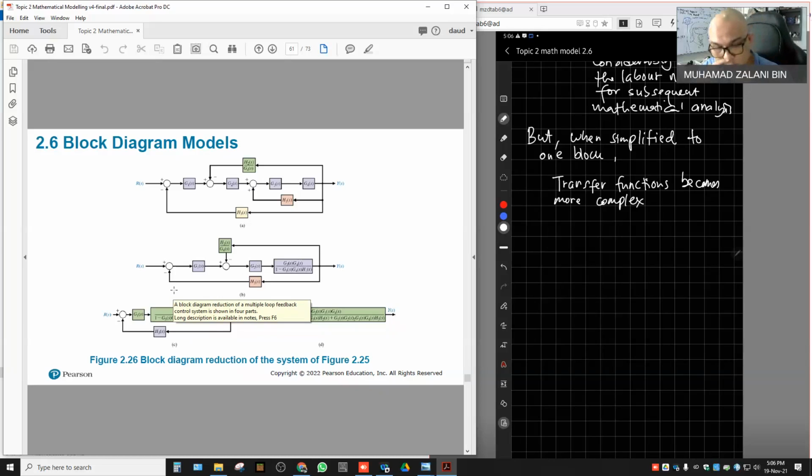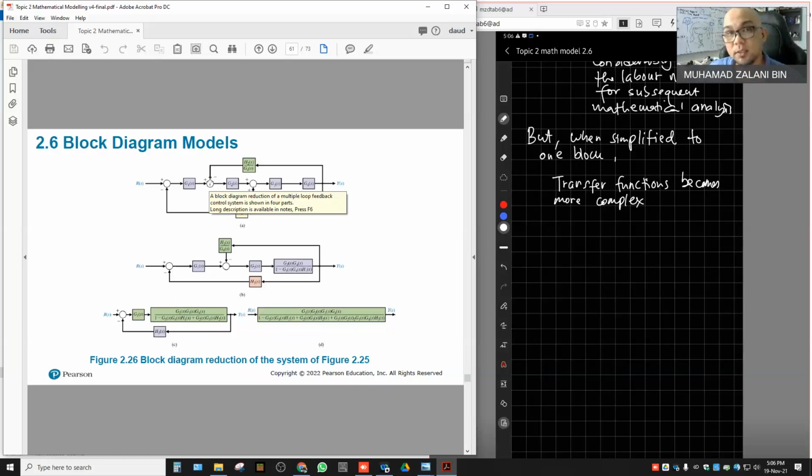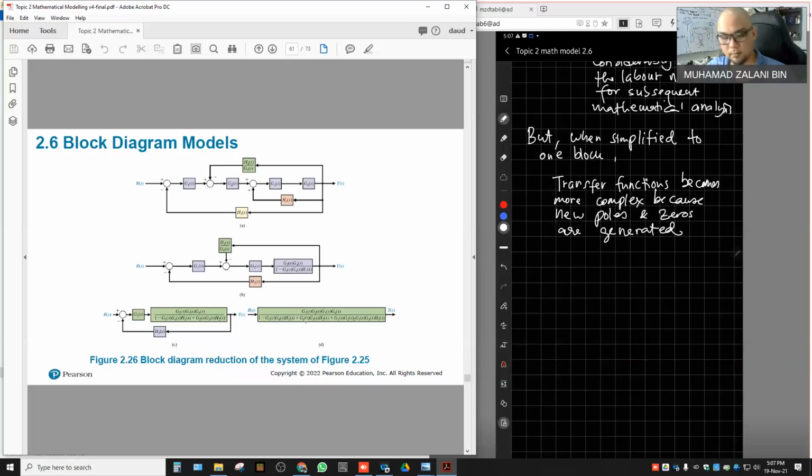Because new poles and new zeros are generated. Instead of originally maybe a single pole, single zero, when it comes to a more complicated transfer function like this, we will expect some more poles and zeros, which in return will make our analysis more complicated. Okay, more complex because new poles and zeros are generated. That's it.